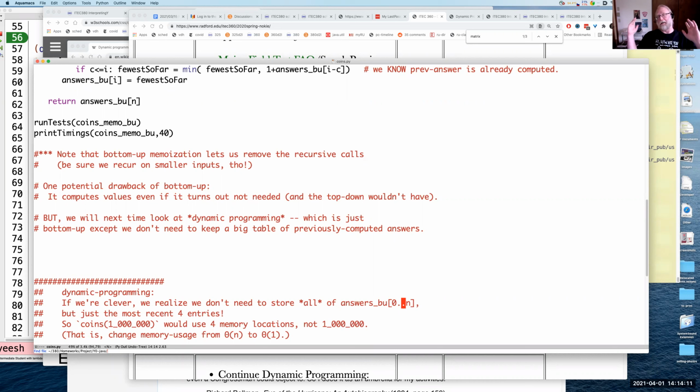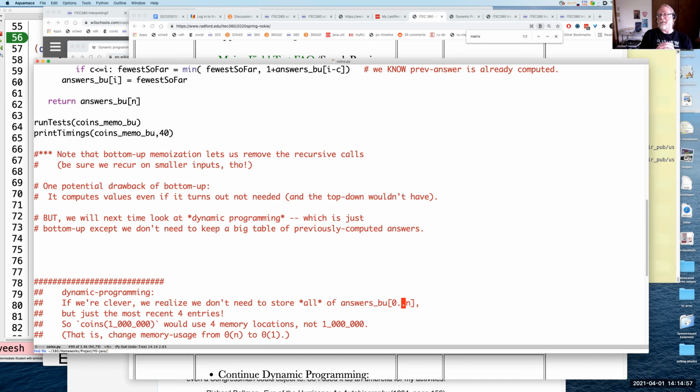Memoizing made me keep an array, and now imagine I was looking at coins of 1 million, okay? Memoizing made me keep an array of size 1 million. But I don't need an array of size 1 million. I can get by the whole thing with an array of size 4. I can keep that array of size 4 to be a little sliding window, computing the next one, and then sliding your window over, letting one thing fall off, and your new value you just computed goes into the top of that window. You don't need an array of size 1 million, you can do it with an array of size 4.